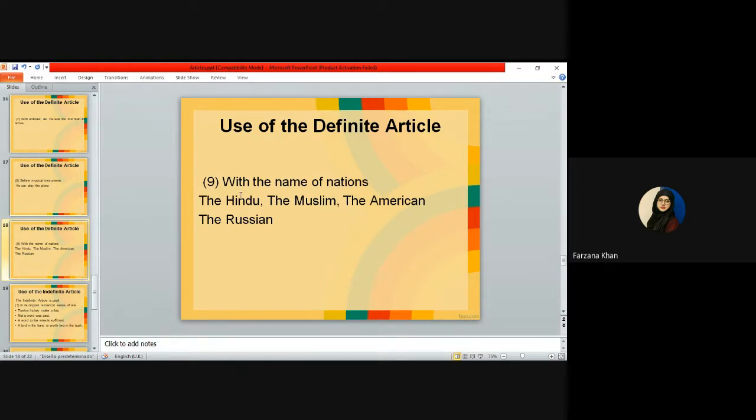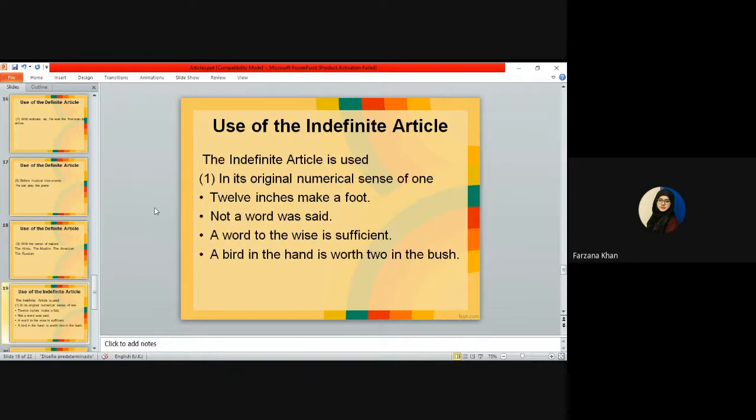So you will say the Hindu. It means the whole class of Hindus, the whole nation of Hindus. It can be the Muslim Ummah, or it can be simply the Muslim, the American, the Russian, the Chinese, right? So with the names of nations, in which one singular noun basically represents the whole class, the whole nation, you always need to place a definite article. So the names of nations always require a definite article. So that was all about the use of the definite article.